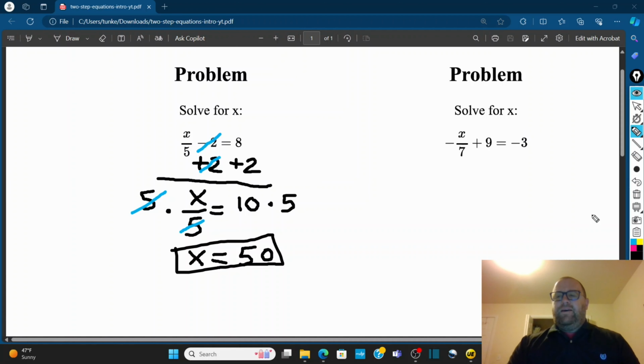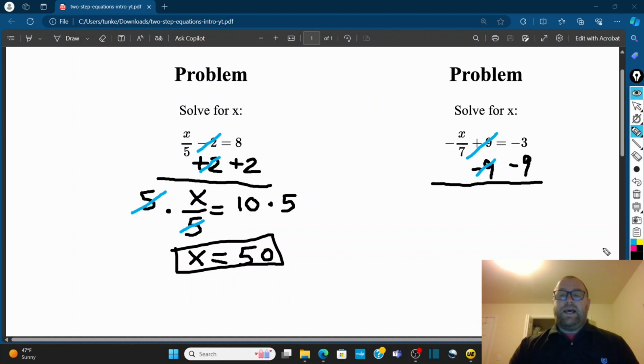Okay. All right, so in this one, we've got negative x divided by 7 plus 9 equals negative 3. So we first have to undo the addition of 9, so we can do that by subtracting 9. So I'm going to subtract 9. And if I do that on the left-hand side, I have to do that to the right. Okay, so on the left-hand side, the plus 9 and the minus 9 will cancel.